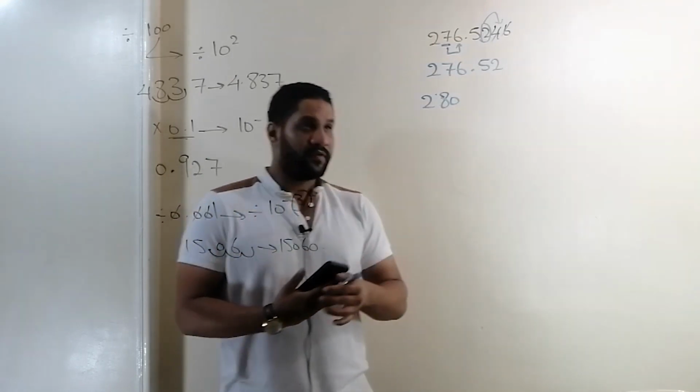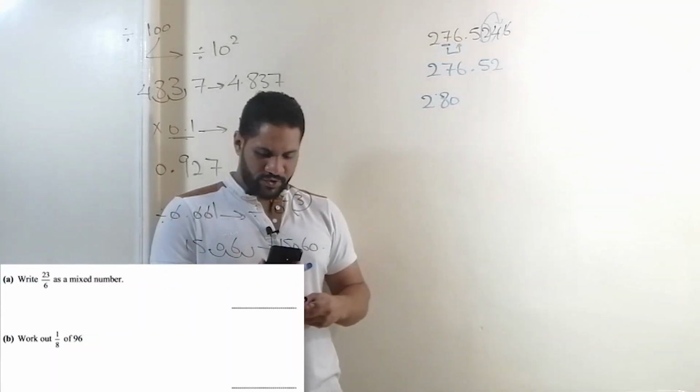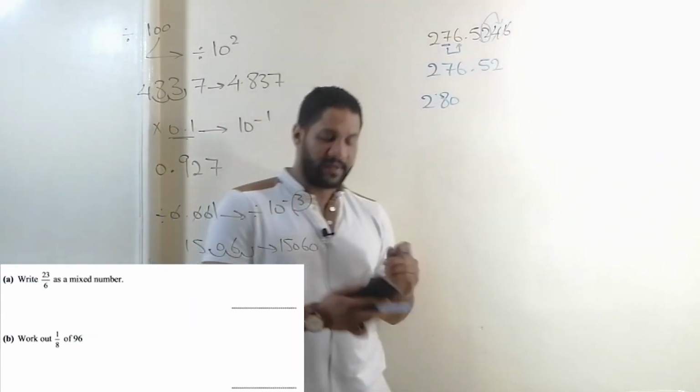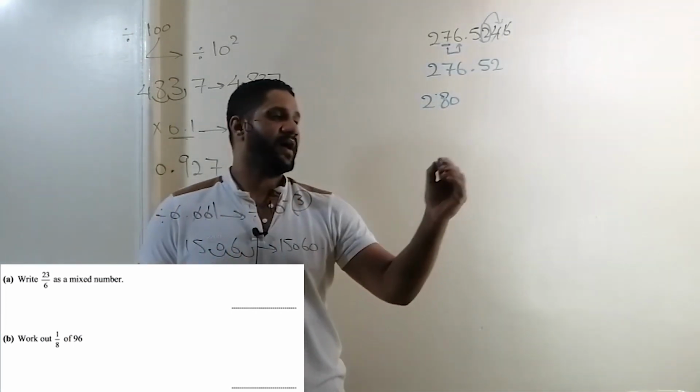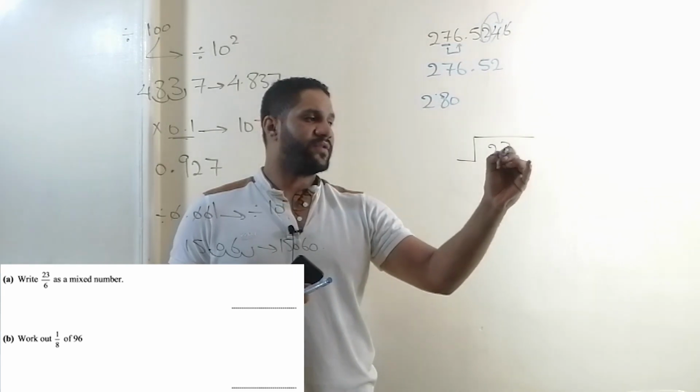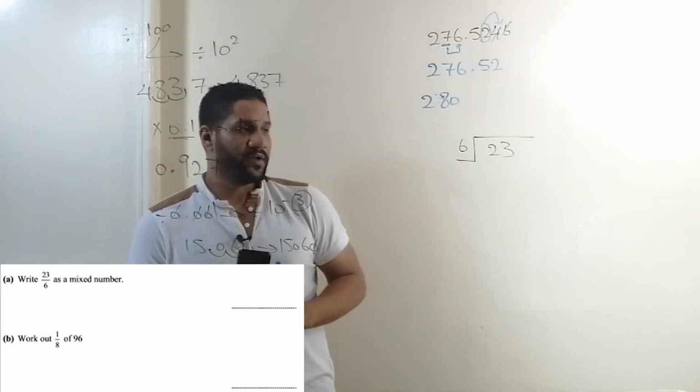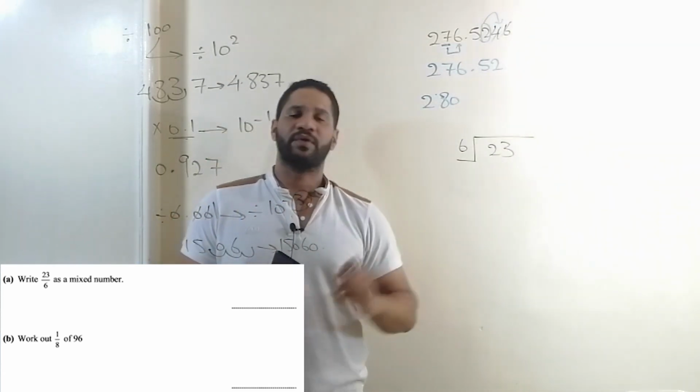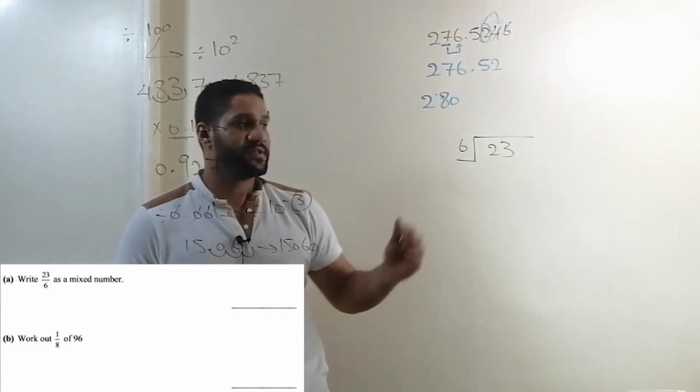Let's look at number 12. He asks me to change 23 over 6 to a mixed number. If I have 23 over 6, here is 23, and here we'll put a 6. In the table of 6, the nearest multiple to 23 is 18.